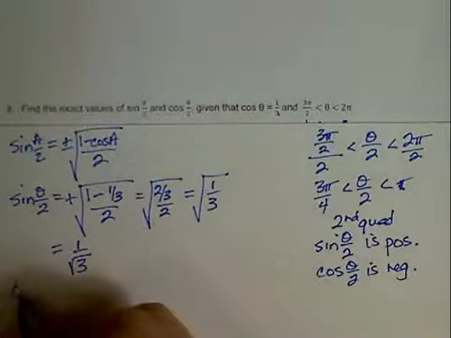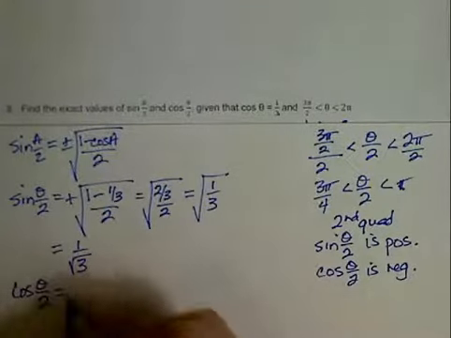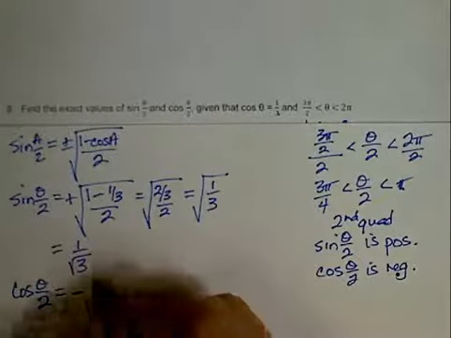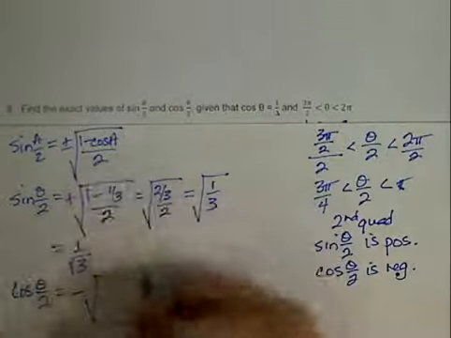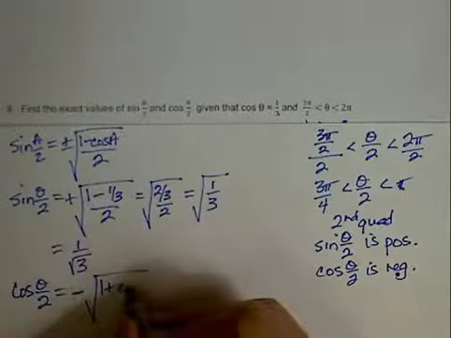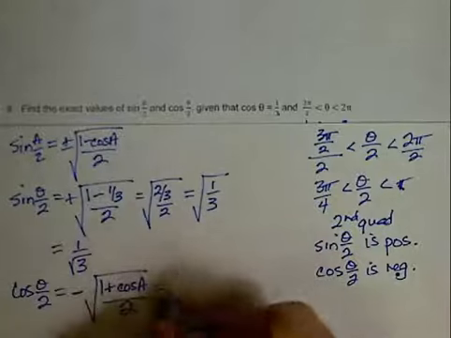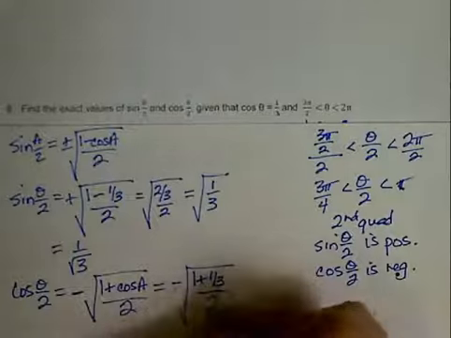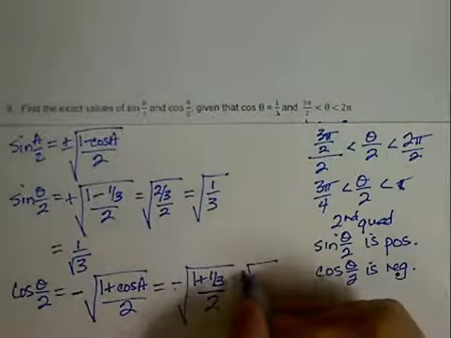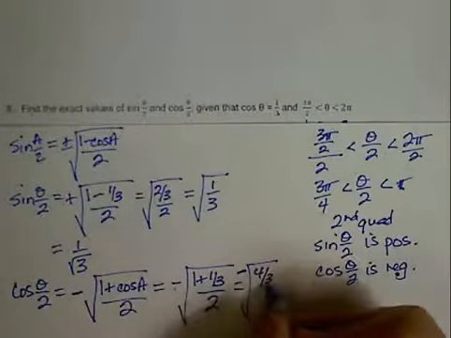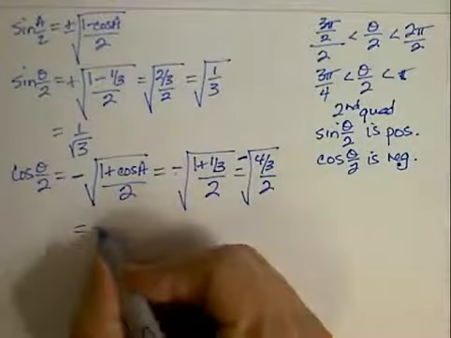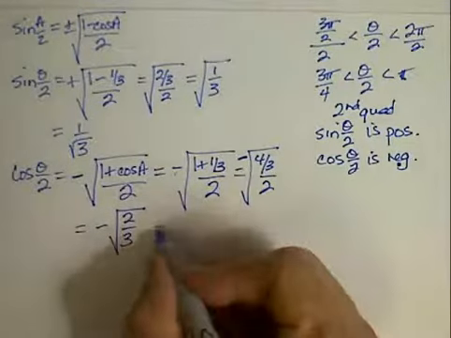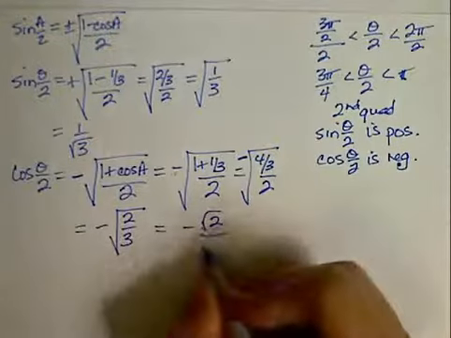Then for our cosine, this time we know that cosine is going to be negative, and the only difference between the identities is that here we have a plus instead of a minus. We're going to plug in 1/3 for the cosine of a, and then simplify this. This would be 4/3 on the top. We can simplify this a little bit more. That's going to be the square root of 2/3, or we could write it as negative square root of 2 over the square root of 3.